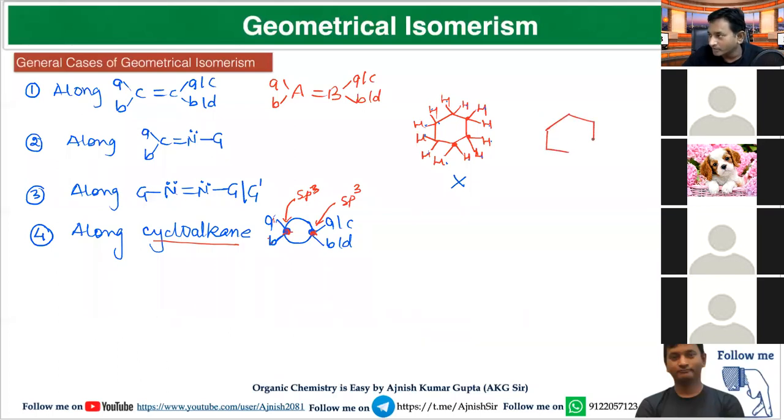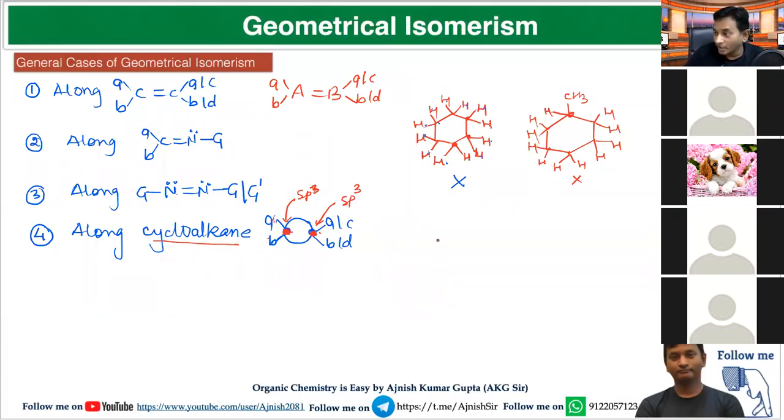Now think about this molecule, methyl cyclohexane. Will this molecule show GI or not? No, because two sp3 carbons are needed which have different substituents. This molecule has only 1 carbon which has a different substituent. The other carbons have the same substituents, hydrogen and hydrogen. So this molecule will not show GI. Is it clear?